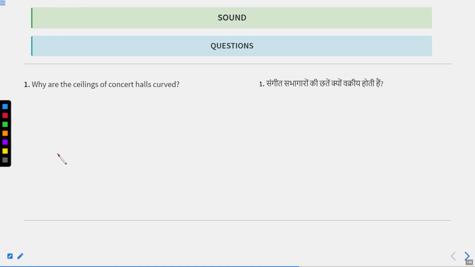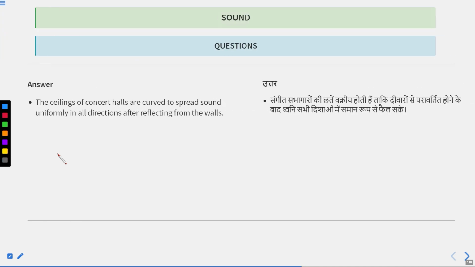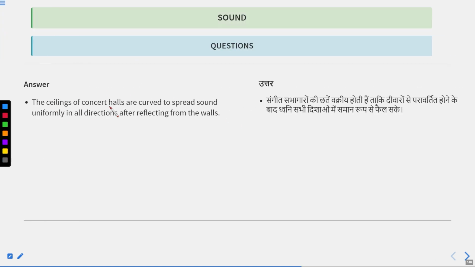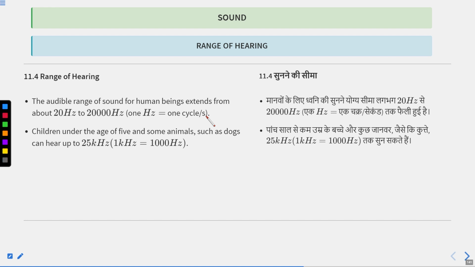Now let's solve the sub question. Question number 1. Why is the ceiling of a concert hall curved? And now you know the reason. So that sound gets reflected and can reach every corner of the hall. The correct answer is: the ceiling of a concert hall is curved to spread sound uniformly in all directions after reflecting from the wall. Is it clear, class? Now the next topic is range of hearing.